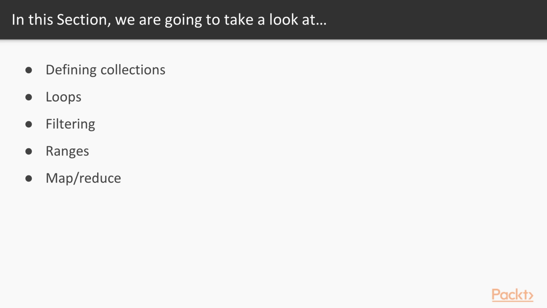Lastly, we'll look at a very popular paradigm called MapReduce, which is all the rage in the functional world. And this mechanism can be used both to transform collections from one set of items into another, but also to transform that whole collection into a new object.